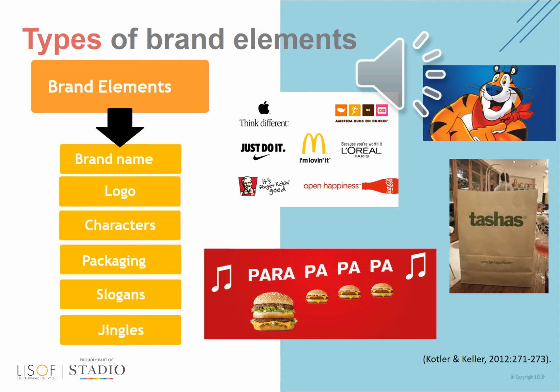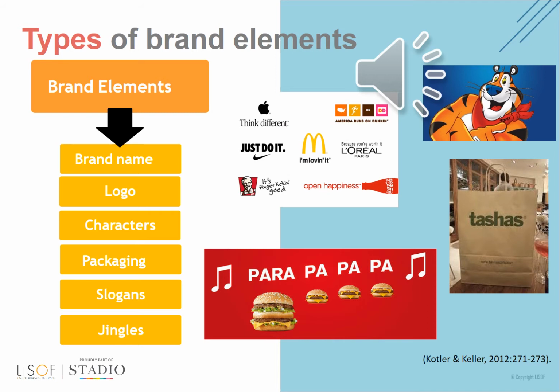Then the characters are typically little fictional characters that can bring a brand to life. For example, Frosty the Tiger, associated with the Kellogg's cereal range. Then we have packaging, and packaging are what we see the brand's products come in. So this is how or in what we receive the product. For example, the packaging we have here from Tasha's.